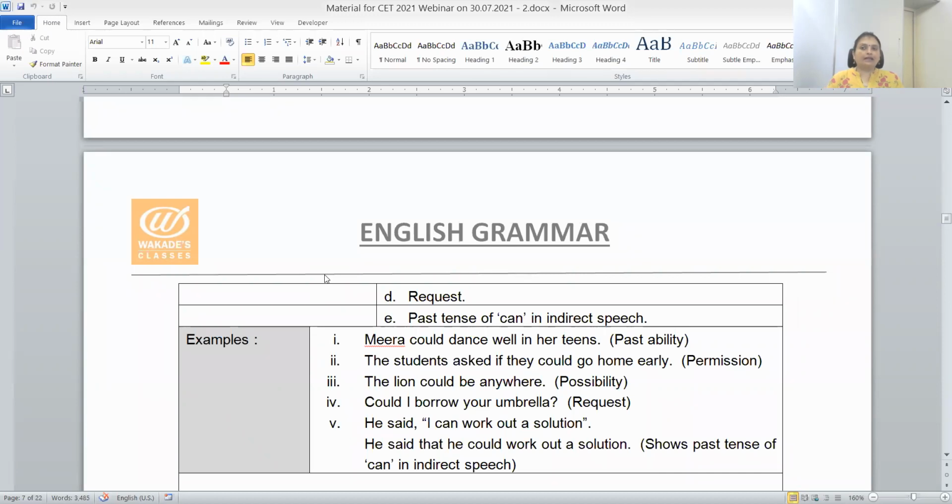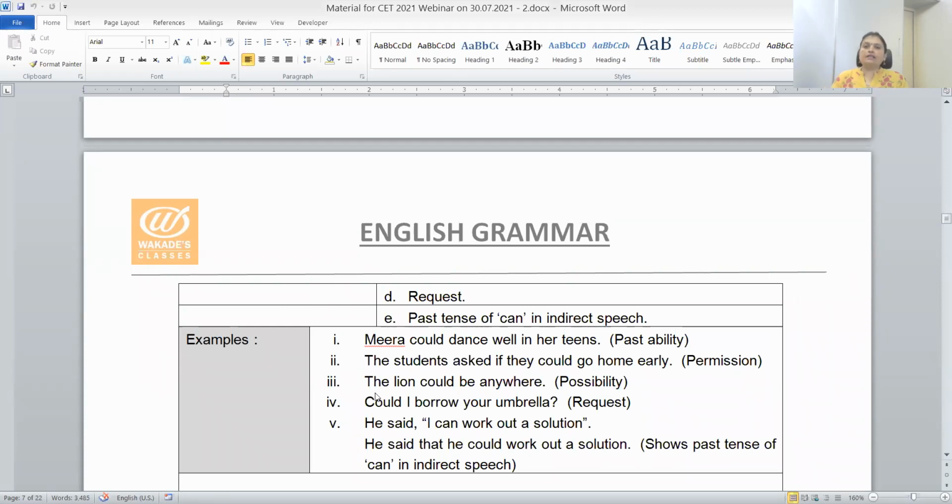So did you understand the 5th function of could? Past tense of can in indirect speech. Later on, children, you are also going to do direct and indirect speech. So then you will understand this. Okay. So see, in direct speech there is can, but when you change it to indirect speech, hasn't it become could?